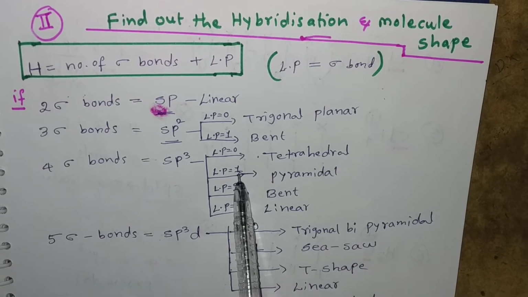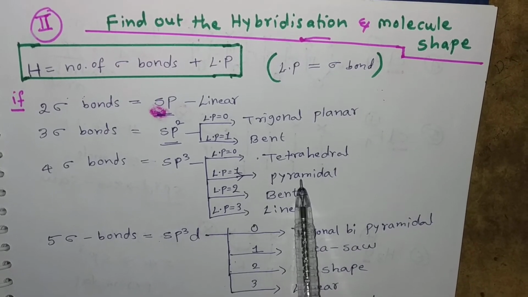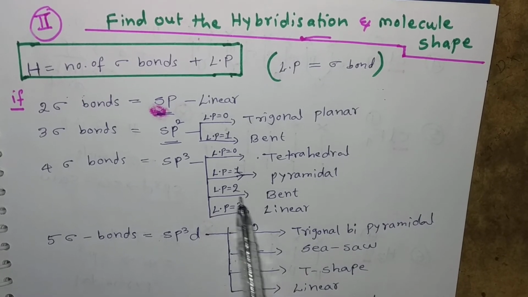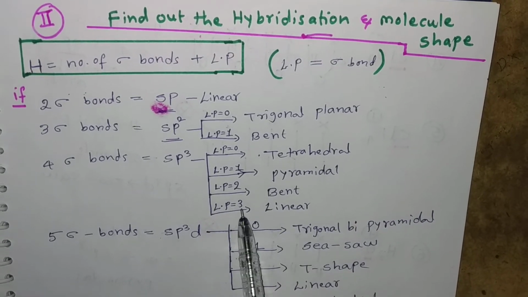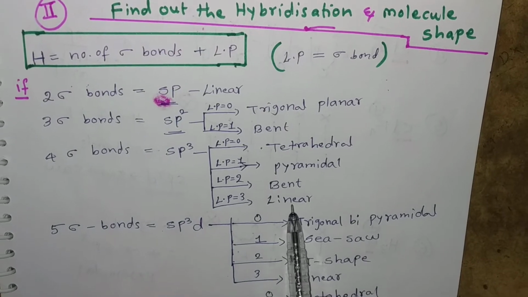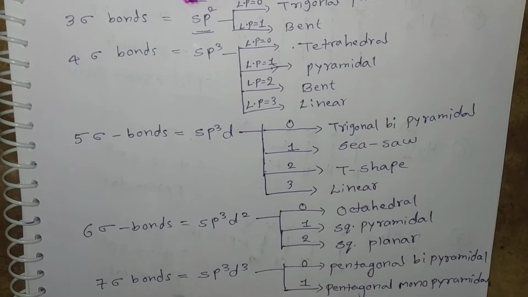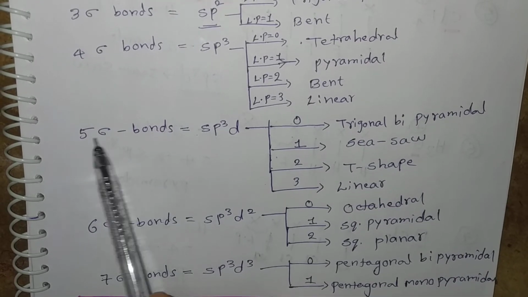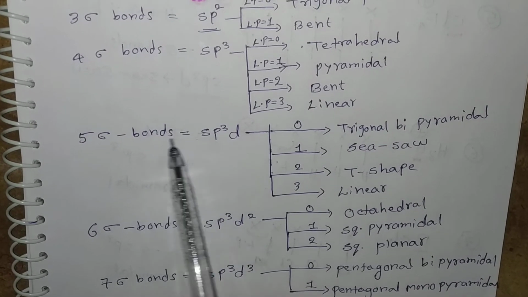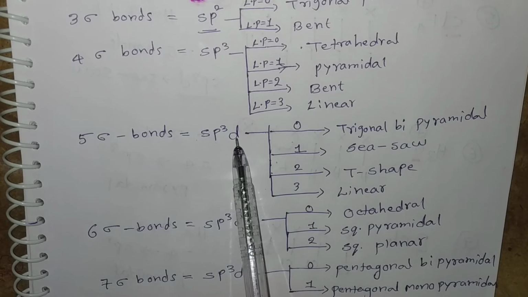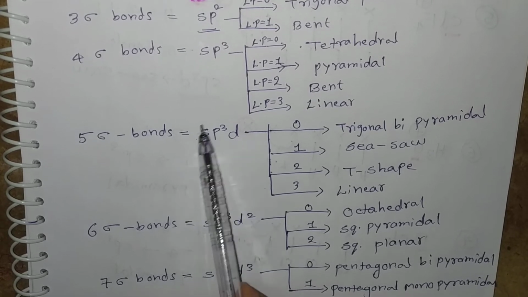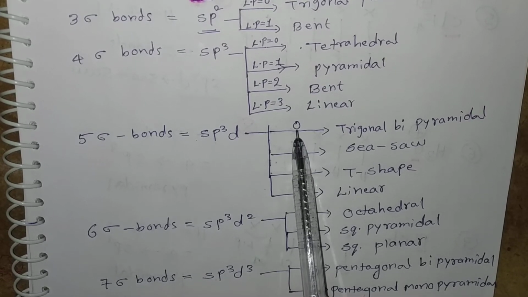1 lone pair present, pyramidal shape. 2 lone pairs present, bent molecule. 3 lone pairs present, linear shape. Next, 5 sigma bonds, sp3d hybridization. In sp3d hybridization, lone pairs 0.